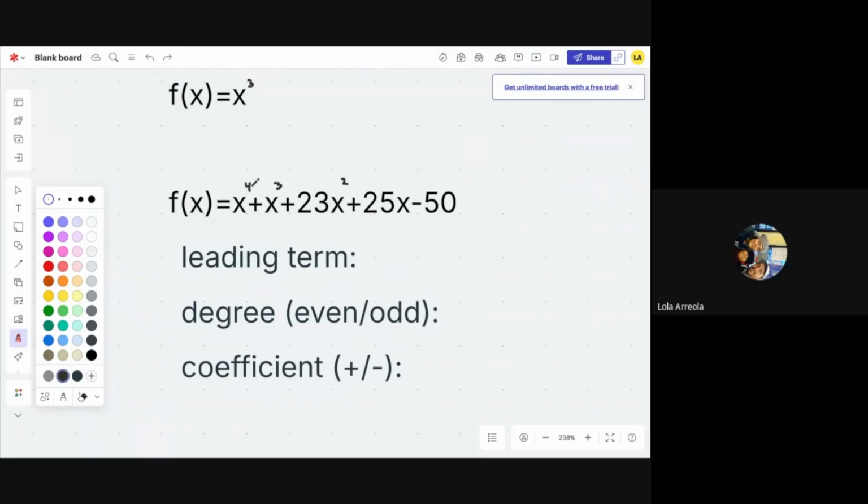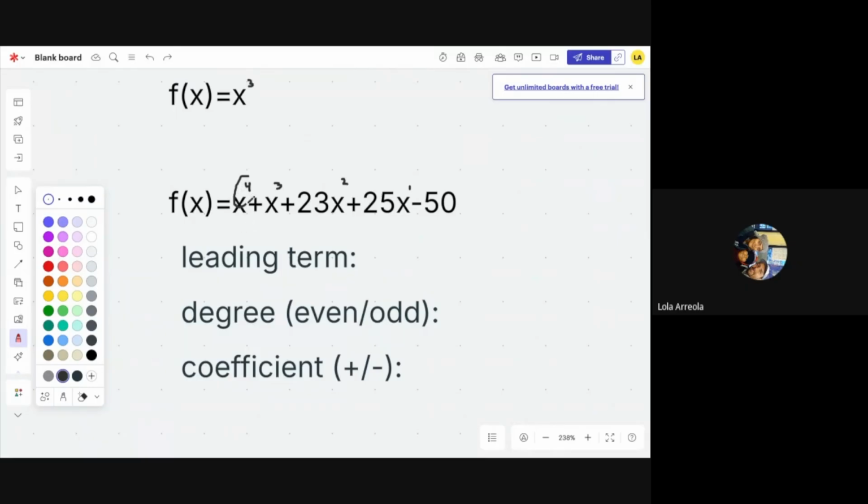We're comparing all the terms in the polynomial, which one has the highest power exponent. So I look here, I have x to the 4th, x cubed, x squared, x to the 1st, and x to the 0. X to the 0 is just 1, so we never write x to the 0 because it equals 1, so this is like saying 50 times 1. Not really necessary to write x to the 0 power, but if we're comparing all these terms, I have 1 term, 2 terms, 3 terms, 4 terms, 5 terms, comparing all the terms, which one has the highest power exponent?